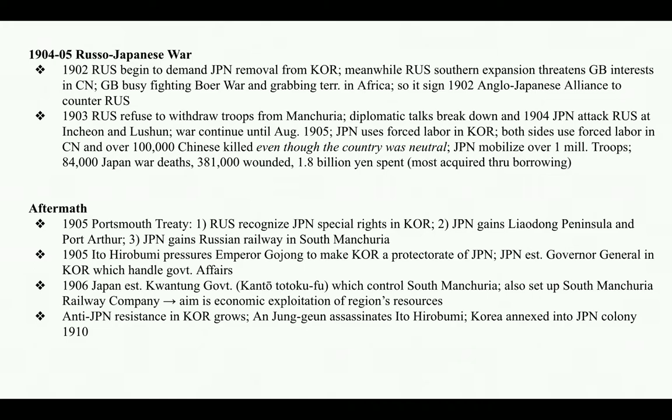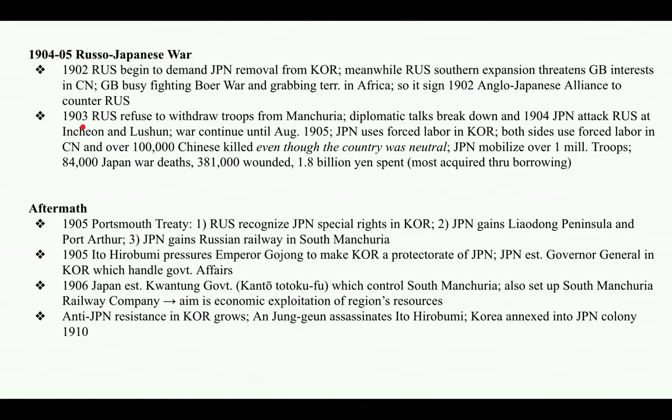And Russia began to take a more assertive stance from 1902, especially when it demanded that Japan remove its troops from Korea and pull out of Korea. Meanwhile, Russian southern expansion threatened Great Britain's interests in China as well. And Great Britain was busy fighting the Boer War at this time and grabbing territory in Africa. So it didn't really have time to focus all of its energies on Russia in Asia. And so partly to counter that, it signed the 1902 Anglo-Japanese Alliance with Japan.